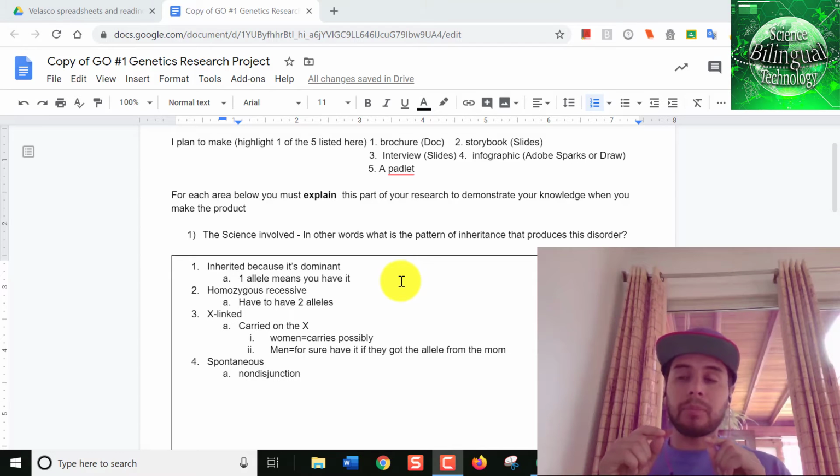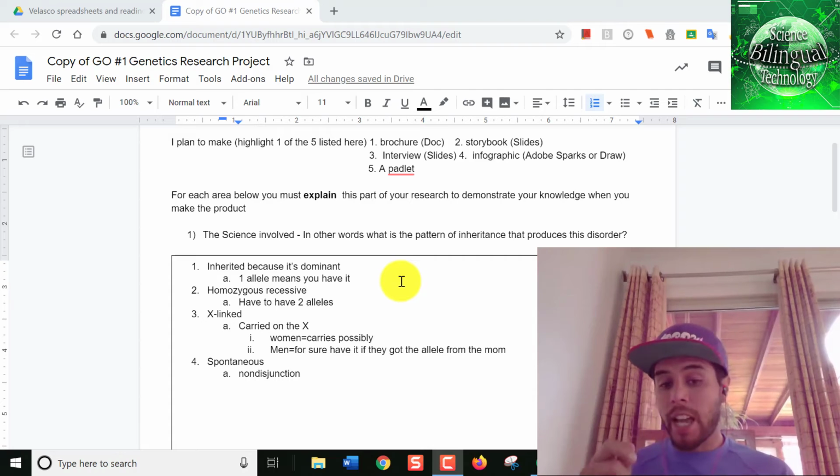The third way is that it can be X-linked, which means that it's carried specifically on the X chromosome, which means that if you're a woman, you have to have gotten the X chromosome from your dad that has it and the X chromosome from your mom that has it. If you just got one, then you can be what's called a carrier, which means that you can pass it on to your offspring, but you don't necessarily have it. However, if you're a man, because you're XY, if you got the X chromosome from your mom that she had it on there, then you for sure have it.